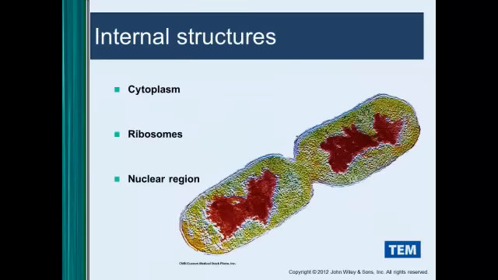With regards to internal structures, bacterial cells typically contain ribosomes, a nucleoid, and a variety of vacuoles within their cytoplasm. Some bacteria also sometimes contain endospores as well. The cytoplasm of prokaryotic cells is the semi-fluid substance found inside the cell membrane.